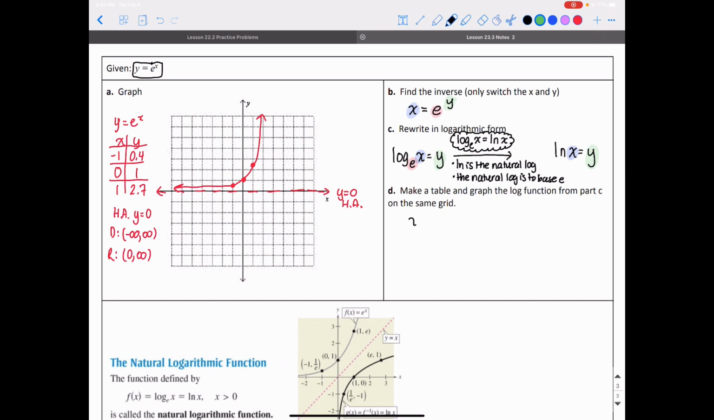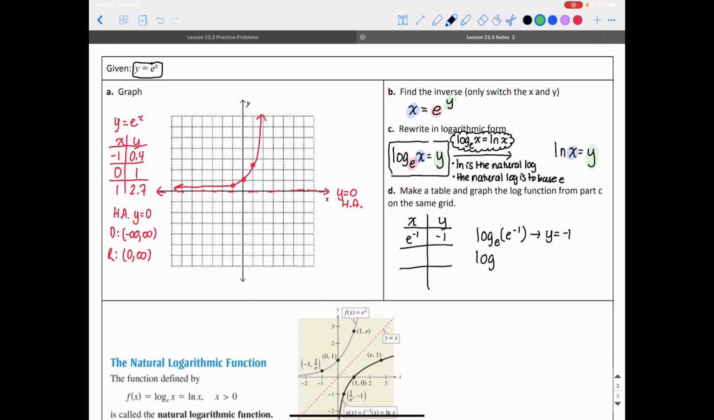Making a table for this, I'm picking values of x to plug in and seeing what I get for y. I'm going to use this version of the logarithmic form. So I'm going to pick values for x to plug in, and I want to pick powers of e. So I'm going to do first log base e of e to the -1st power. And if I do that, I know it's going to spit out y is equal to -1. So if I do e to the -1st power, it's -1.